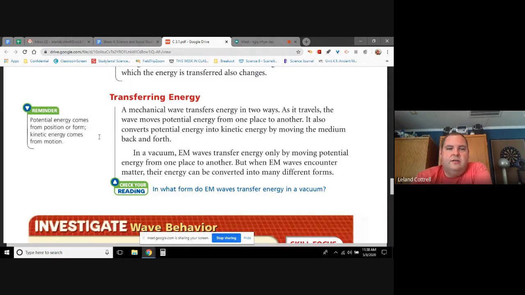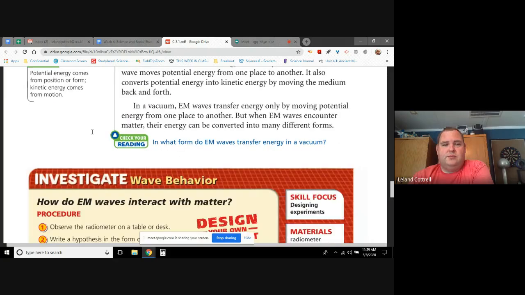Transferring energy. A mechanical wave transfers energy in two ways. As it travels, the wave moves potential energy from one place to another. It also converts potential energy into kinetic energy by moving the medium back and forth. In a vacuum, EM waves transfer energy only by moving potential energy from one place to another. But when EM waves encounter matter, their energy can be converted into many different forms.